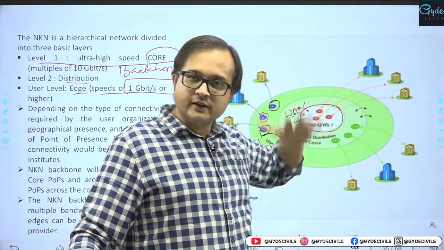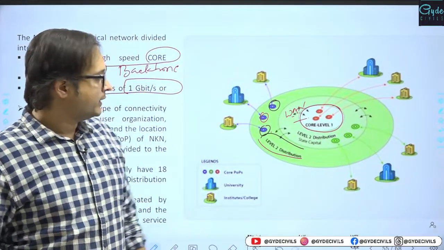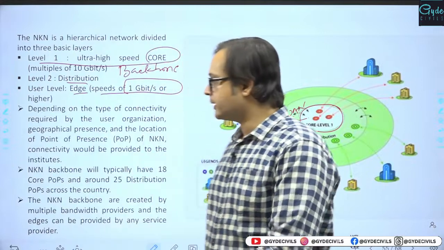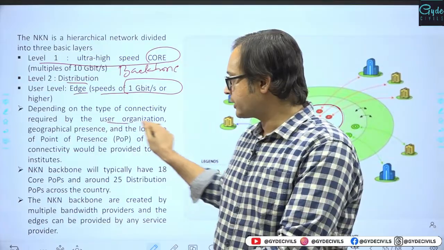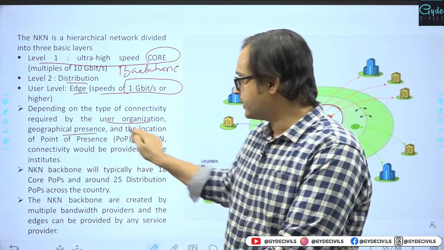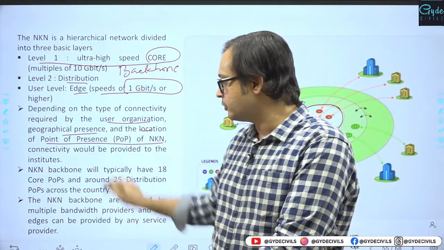Those which are at the receiving end are being connected over the edges. In this way, the establishment is being created over here, right? Depending upon the type of connectivity required by the user, organization, geographical presence and the location of point of presence, NKN connectivity would be provided.